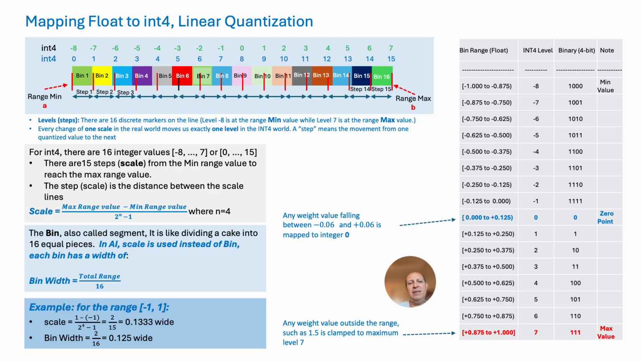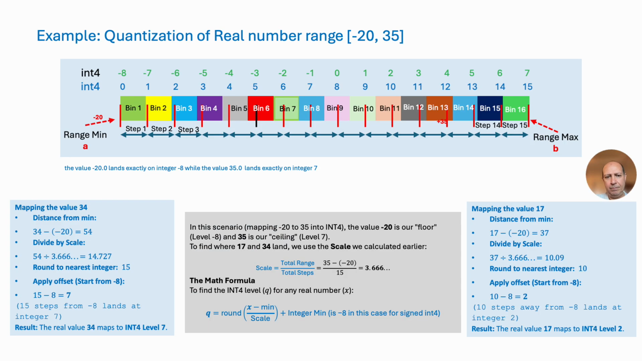We also provided the calculation for the bin width, although it is not important and not used in AI quantization actually. We only included it here to show that the bin width value is less than the scale value. The table below shows how the real numbers are mapped to the various quantization levels. We will explain this in more detail in the following slides.